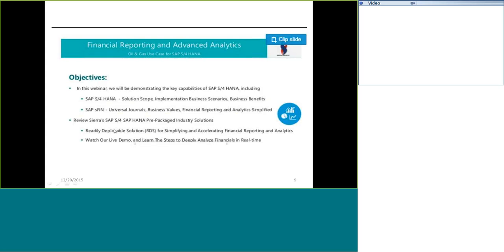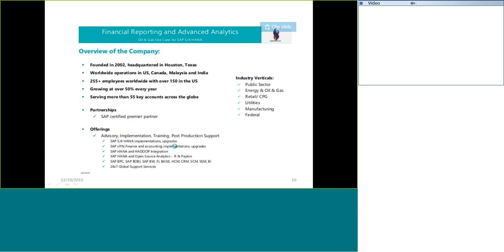Now, review scenarios, right? Deployment of solutions and simplifying, accelerating financial reporting and analysis. Watch our live demo, learn streams of the real-time scenarios. Now, let me see one by one. So, these are the SAP S4 HANA sector management systems, like public sector, energy, oil and gas, retail CPG, utilities, manufacturing, and federal.